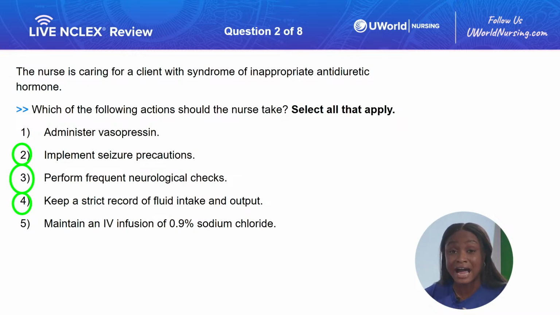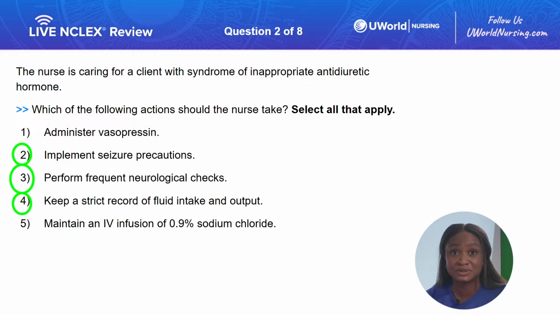With a hyponatremic state, because it's diluted, you're going to have a lot of neurological problems. So this is why you implement seizure precautions and you do the frequent neurological checks, because the brain is very sensitive to sodium. If it has a little bit of sodium and it's being diluted out, the brain starts freaking out. Option 4, keep a strict record of fluid intake and output.